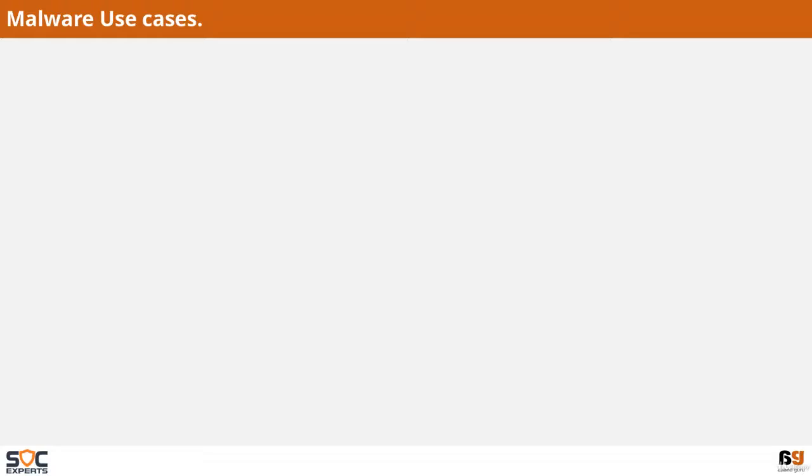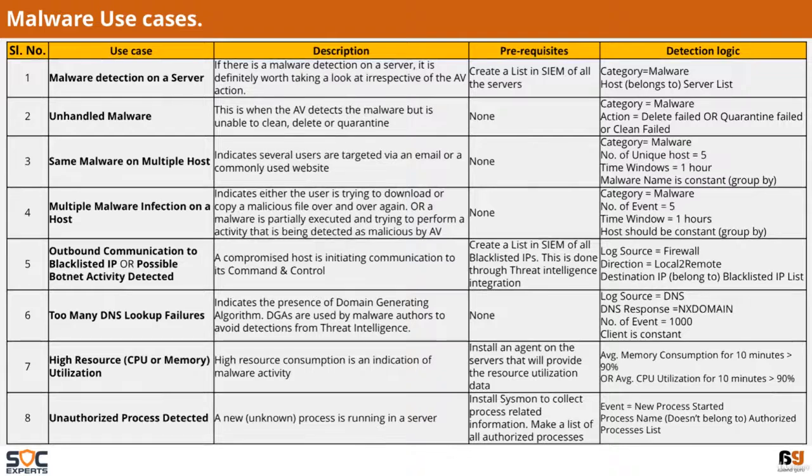Give examples of use cases used to detect malware presence. So here are a few of the use cases for detecting malware in the network. They are best identified by the name of the use case, the reason why it is important to monitor, any prerequisites for writing the correlation rule, and finally the detection logic itself. I'll walk you through one of the rules here and you can take a look at the rest. Let's take the first one, malware detected on a server.